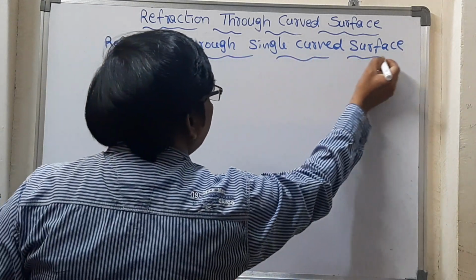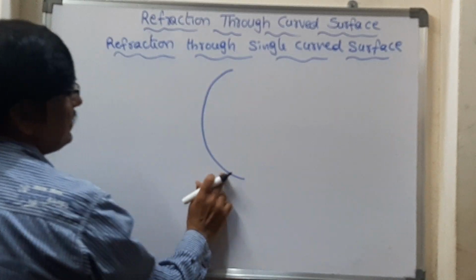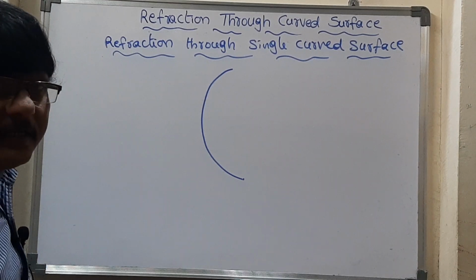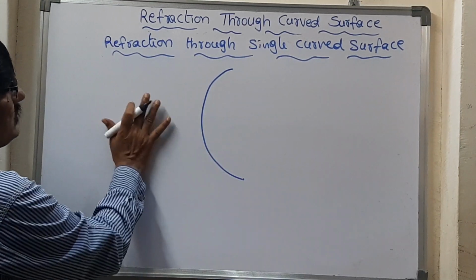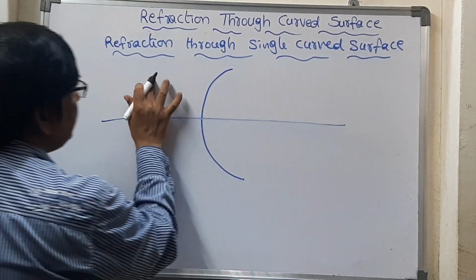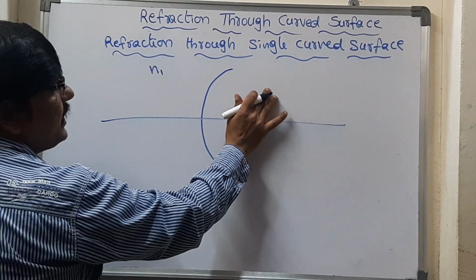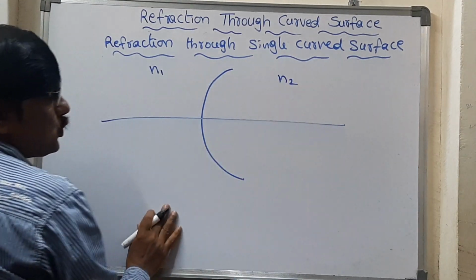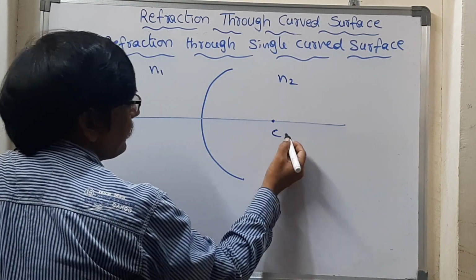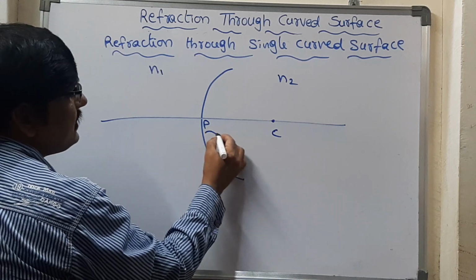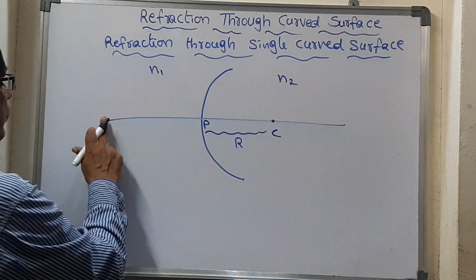Imagine that this is a single transparent curved surface, which separates two mediums. This is one medium whose refractive index is n1. This is another medium whose refractive index is n2. We take this as C, and this as the pole. The distance between the pole and the center is called the radius.